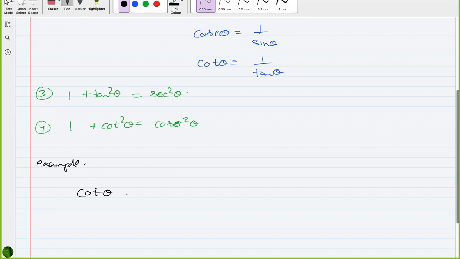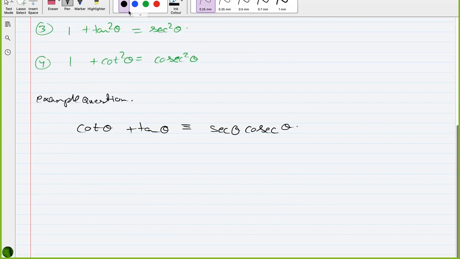It says cot theta plus tan theta is identical to secant theta cosecant theta. Give it a try. So we know that tan theta is sin theta over cos theta. On the other side, if it is cot, it would be the reciprocal of that, cos theta over sin theta.